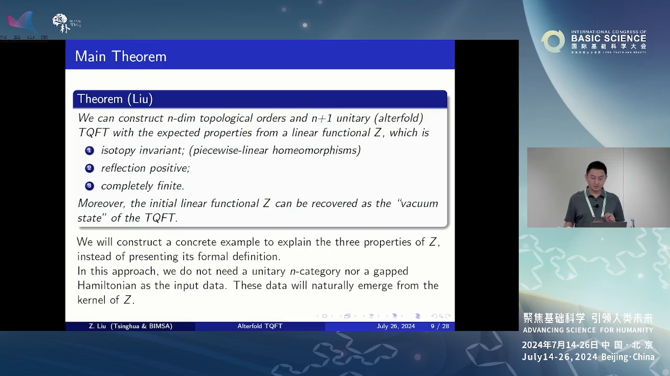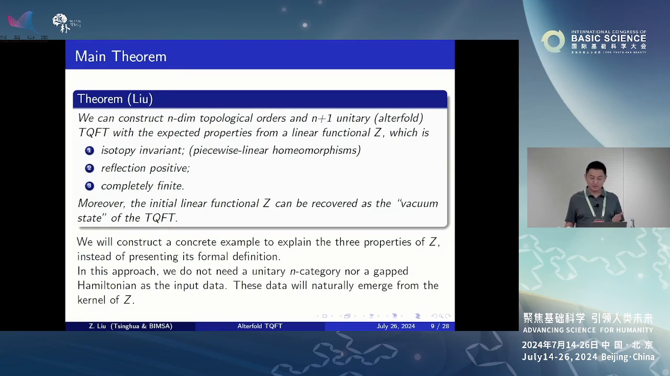And it's crucial that in this approach, we do not need a unitary n-category as an input, since it's still difficult to construct such an n-category. So we don't want to take some difficult input to get something interesting. We want something more practical that we can construct.